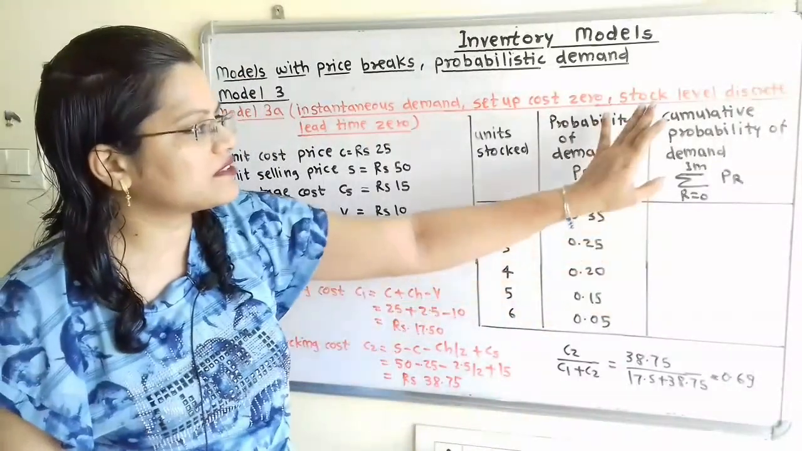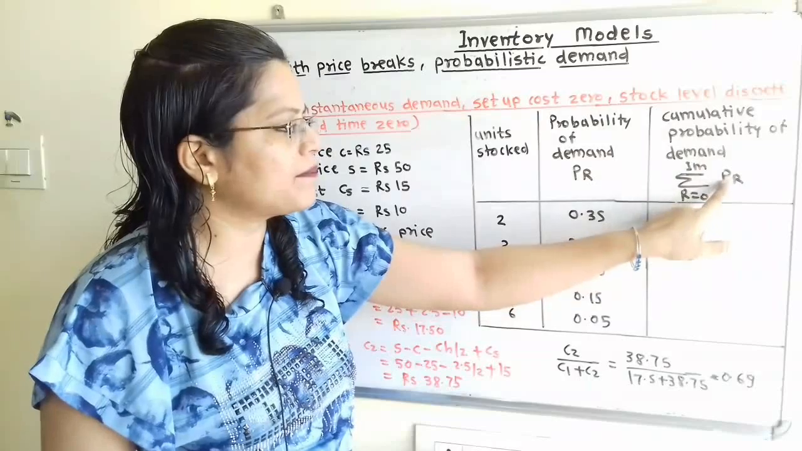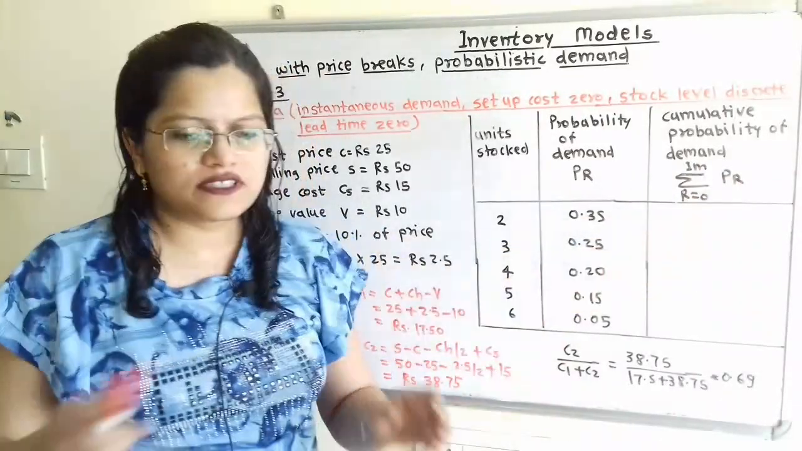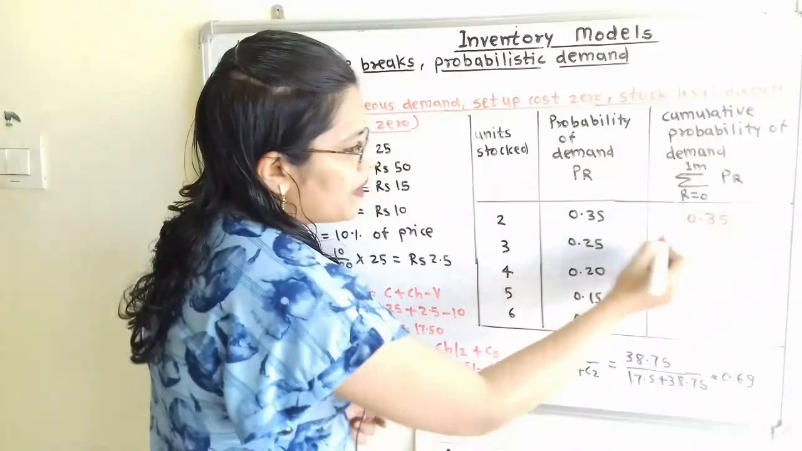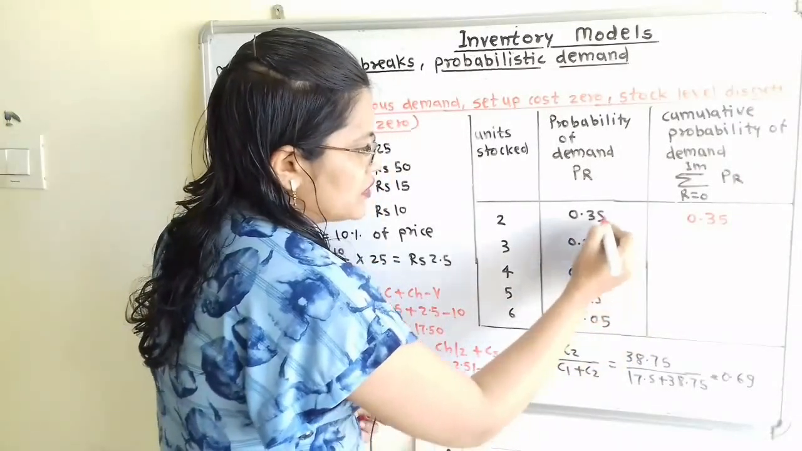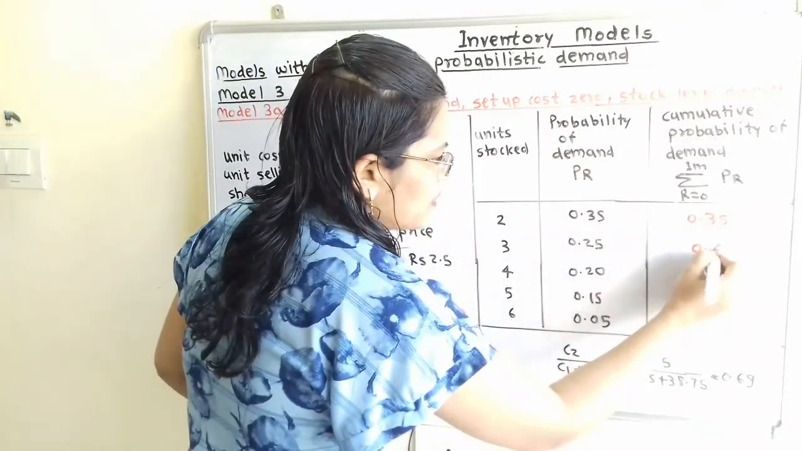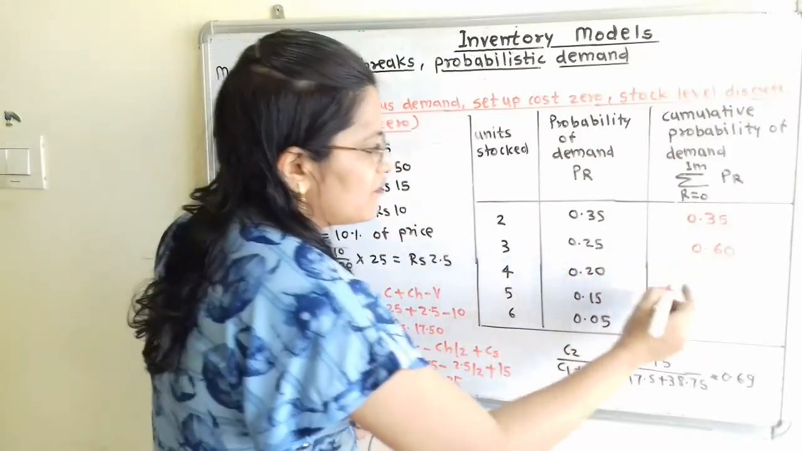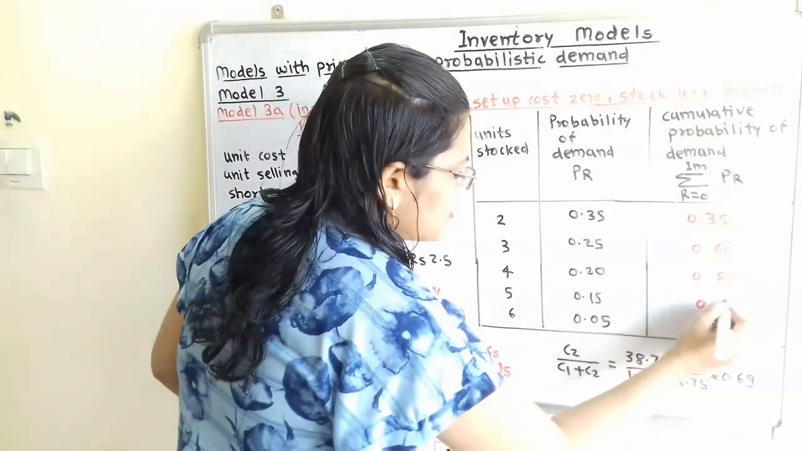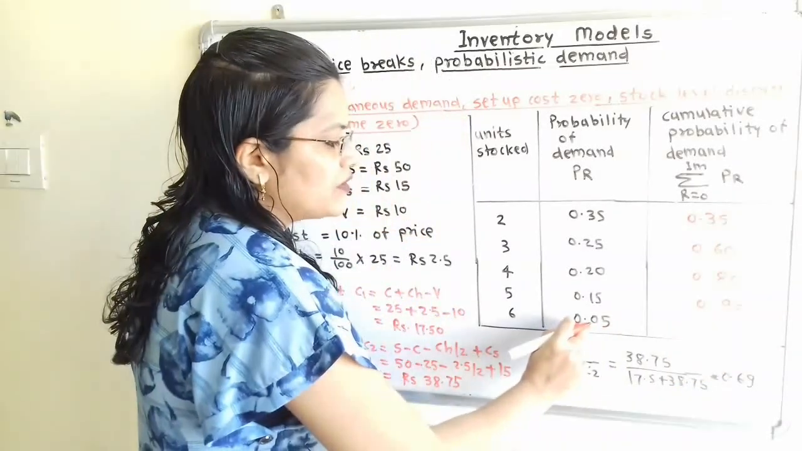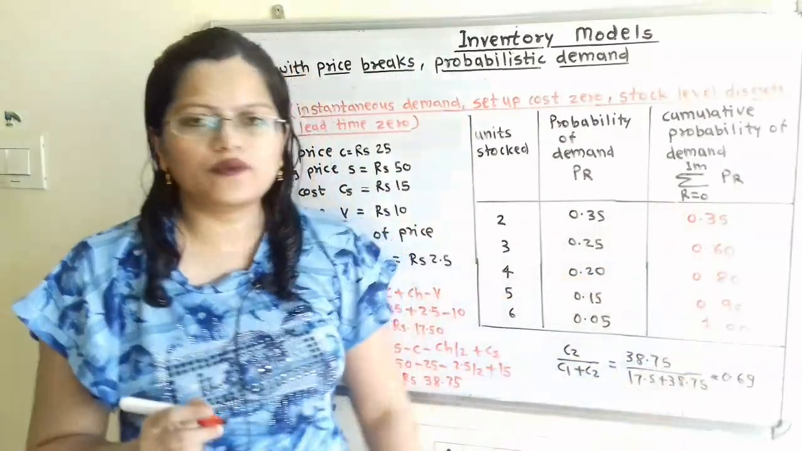Now we have to find the cumulative probability of demand, that is the summation of PR from R equal to 0 to IM. We first write the first value, 0.35, as it is, and because this is a cumulative probability, for the next number we have to add these two, that is 0.35 plus 0.25, that is 0.60. Now 0.60 plus 0.20 is 0.80. 0.80 plus 0.15 is 0.95. 0.95 plus 0.05 is 1. So this is the cumulative probability.